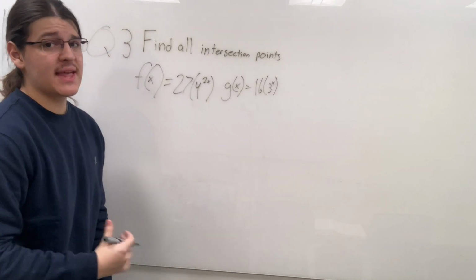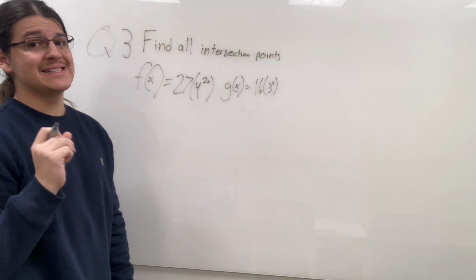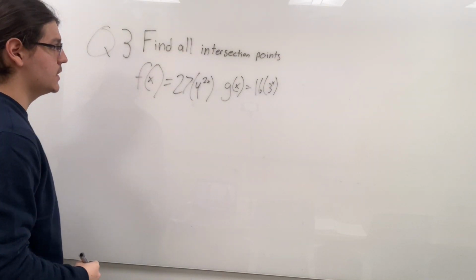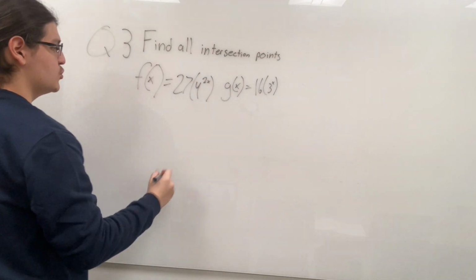And then when we find that x-coordinate, we can plug it into any one of these, and they will get the same answer. That is what it means when we find an intersection point. So, how do we start with this? First, we must set them equal to each other.